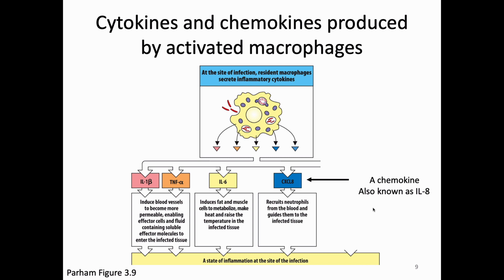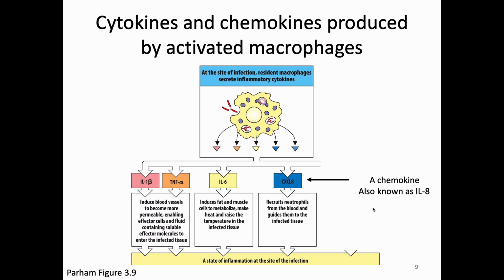Officially, chemokine means chemotactic cytokine. It's a cytokine that makes things move. A lot of times they get lumped together, though technically chemokines are involved with movement. Here you can see some examples of the cytokines that are made by an activated macrophage and what they do. We're going to be talking about this more on some of the upcoming slides.